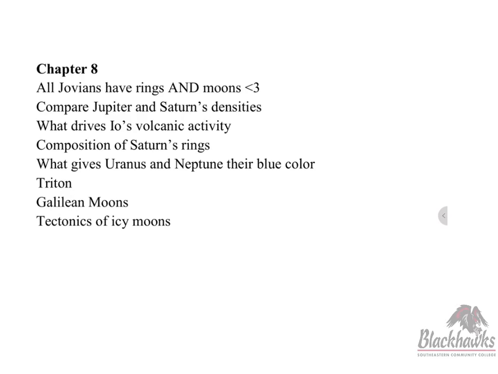Isn't that nice? And actually the first line up there, all Jovians have rings and moons. That's all I want you to know. I want you to know that Jupiter, Saturn, Uranus, and Neptune, although we think of rings around Saturn, have rings around all of those. And sometimes we might think about moons around Jupiter. All of them have moons.